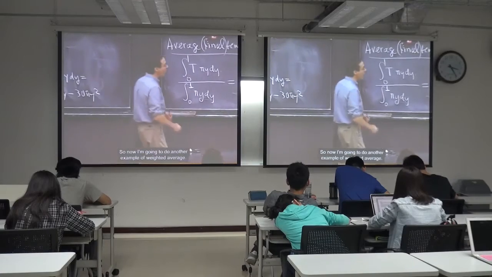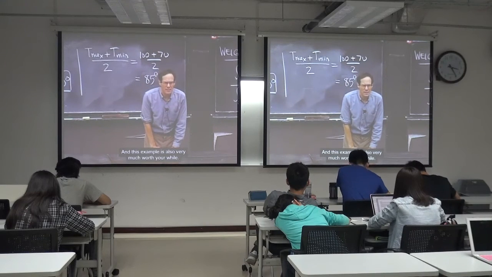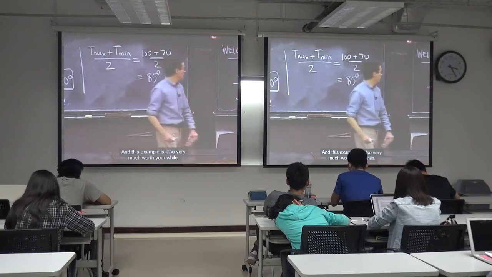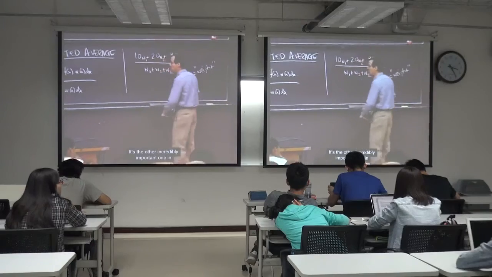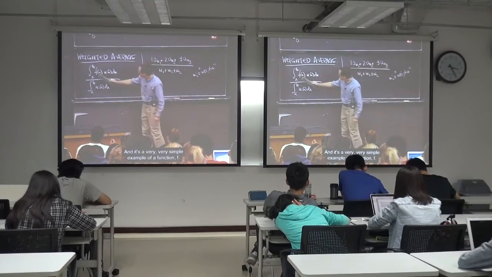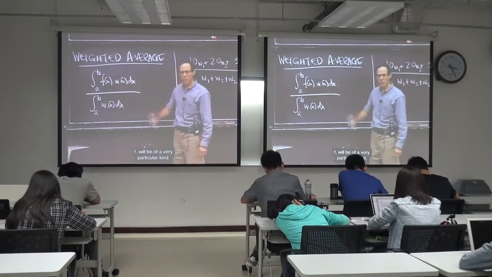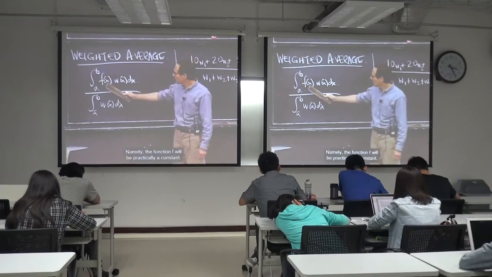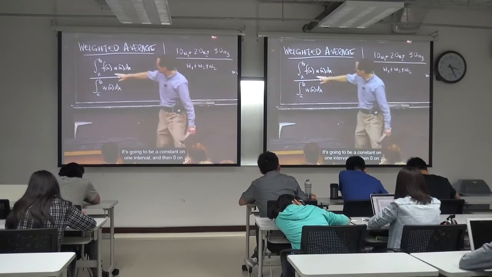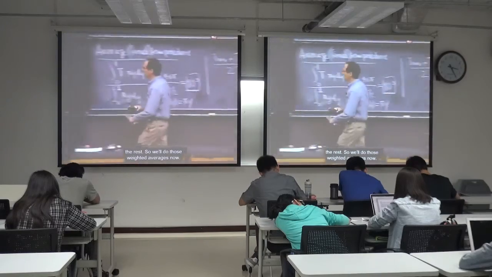All right, so now I'm going to do another example of weighted average. And this example is also very much worth your while. It's the other incredibly important one in interpreting integrals. And it's a very, very simple example of a function f. The weightings will be different, but the functions f will be of a very particular kind. Namely, the function f will be practically a constant, but not quite. It's going to be a constant on one interval and then 0 on the rest. So we'll do those weighted averages now.